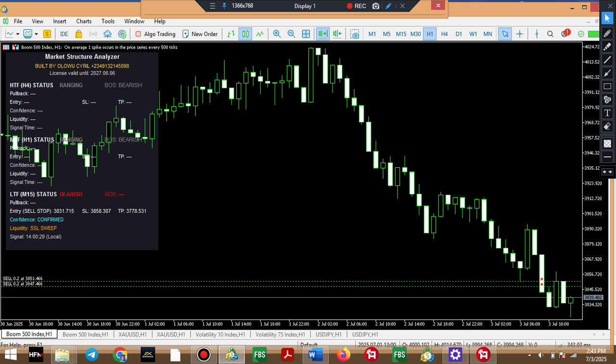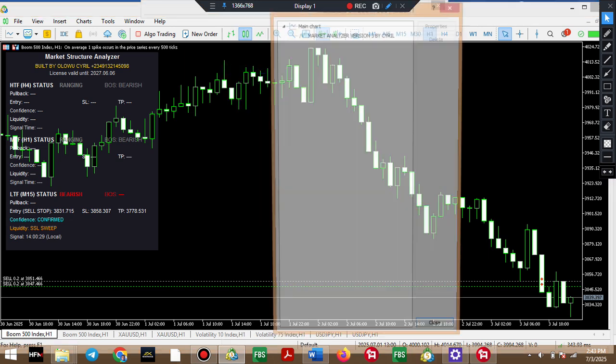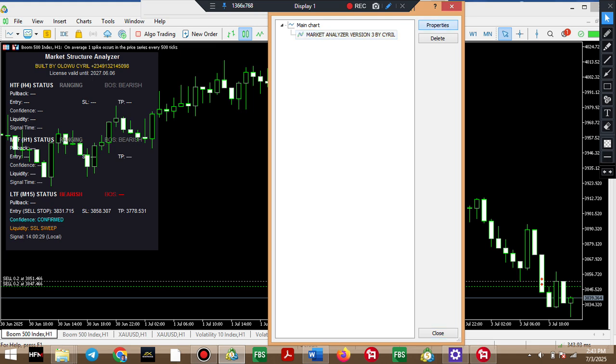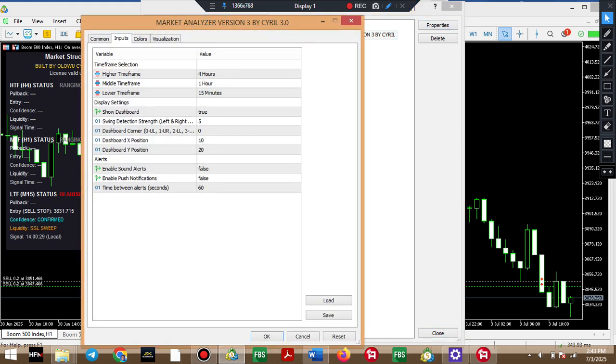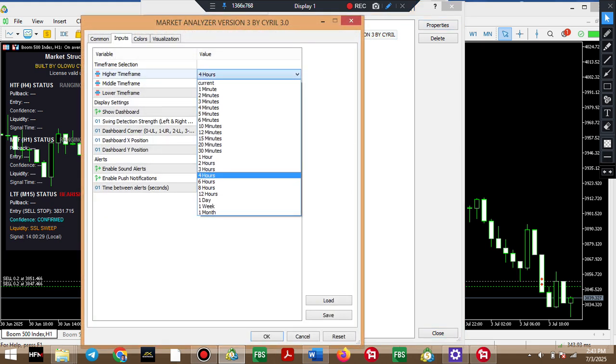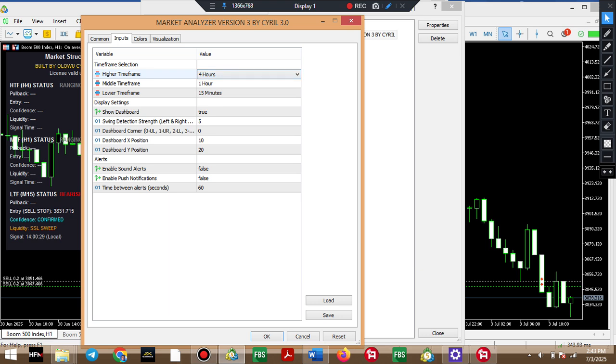Now let's go to the input. Under this input, you can change any time frame. Like if I decide to change this time frame to H4, H5, whatever I want to do, that is the higher time frame. The medium time frame, I can change it. Then my entry time frame, I can also reduce it or increase it.